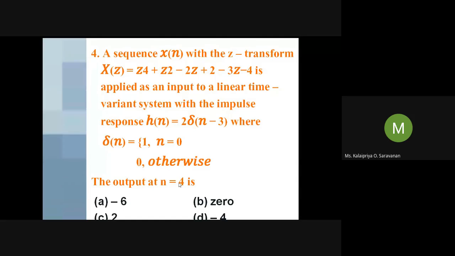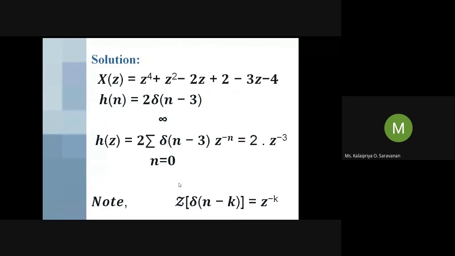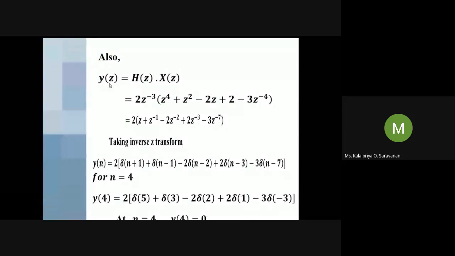So this is the basic thing you will have to do here. If you look at this, y of z is equal to h of z into x of z. Meaning the transfer function h of z is equal to output by input, y of z by x of z. So that is the basic expression. Cross multiplying that, we get y of z is equal to h of z into x of z. This is the basic expression we are going to use for this problem.